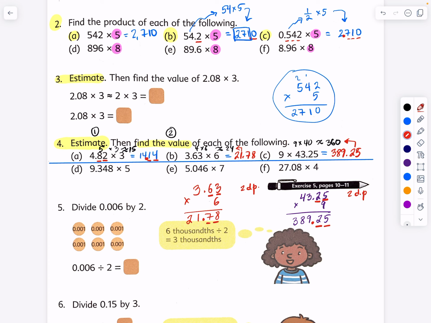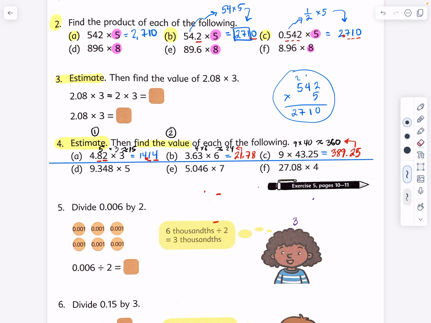And that is the point of estimation. The reason we estimate is to find a quick answer. What should we have in the final product? In A, we should have about 15. If you get 150 or 1500, you know you're on the wrong track. Let's compute the examples below for D, E, and F, and we can compare answers. Let me clean up my doodles.